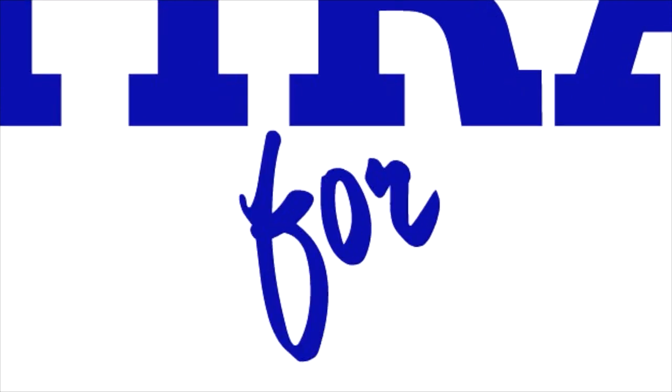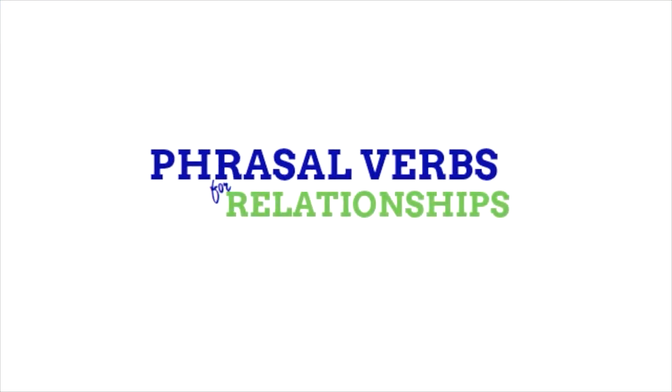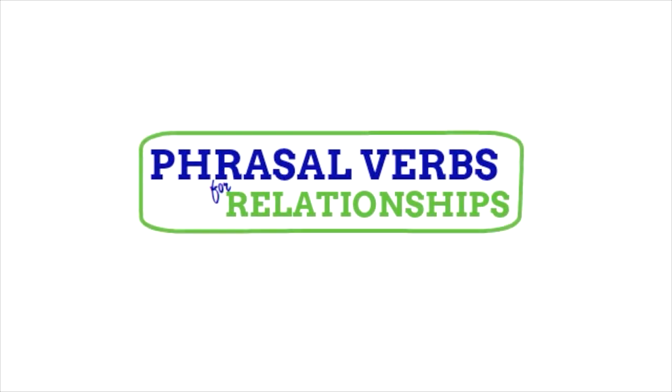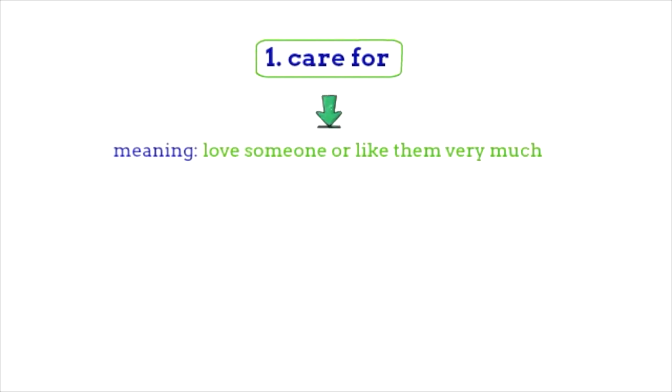Today, we will look at a list of different types or variations of phrasal verbs that you can use for situations in the context of relationships. Care for. Meaning, love someone or like them very much.